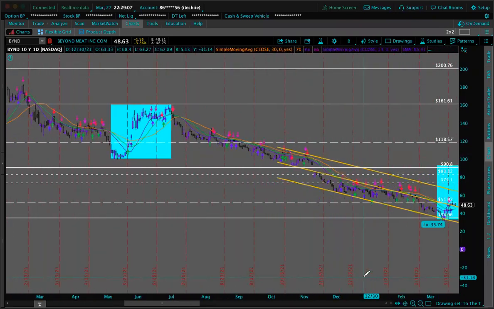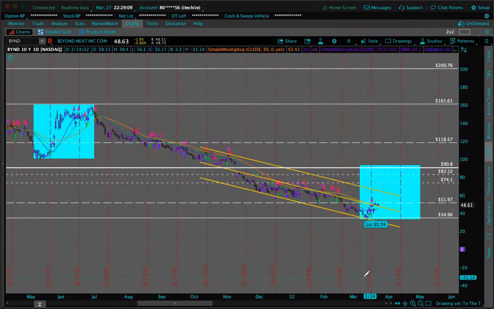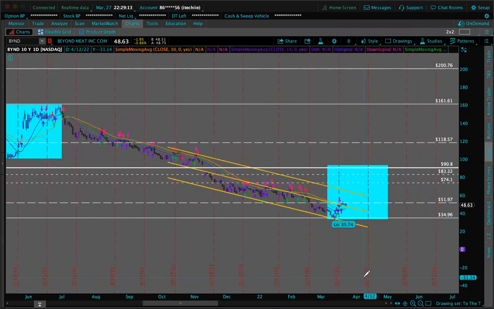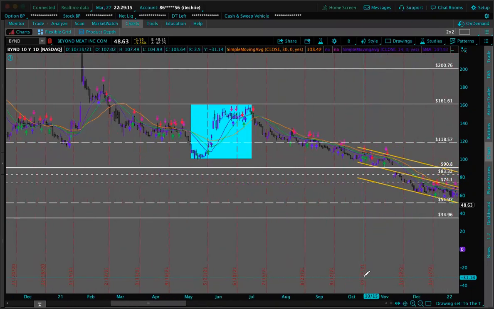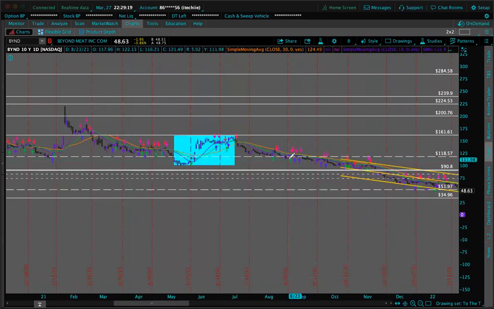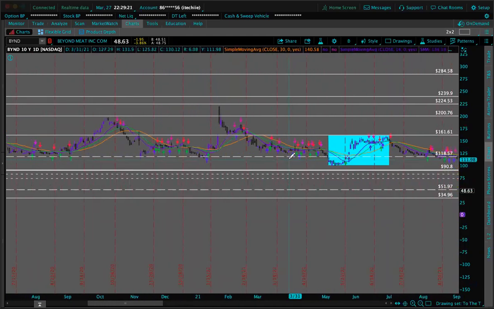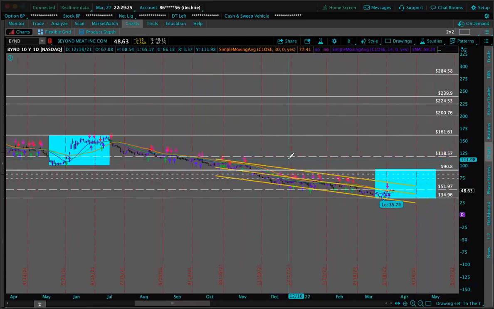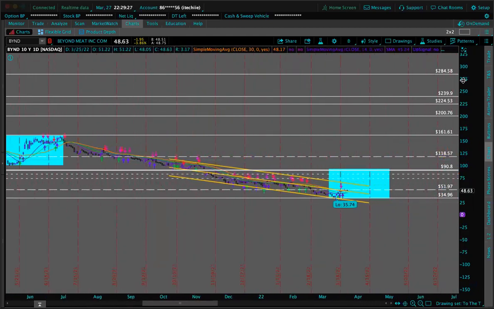Trend has been down for a while in BYND. Basically over a year, from hitting the top, 224.53. It's just been coming down. Channeling, coming down. This is bottom.